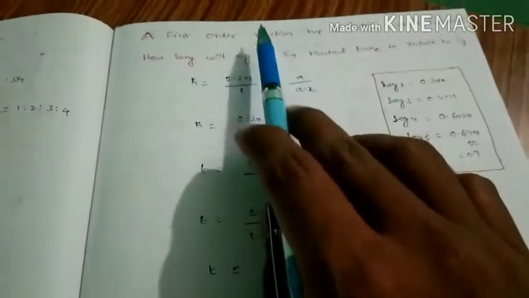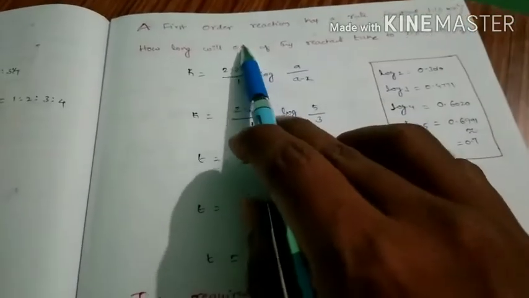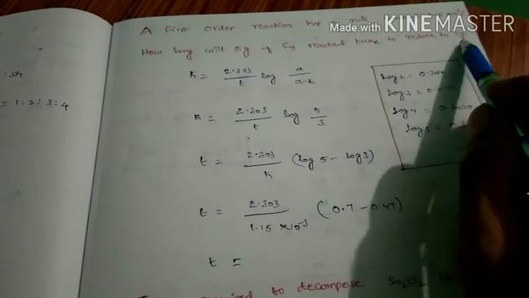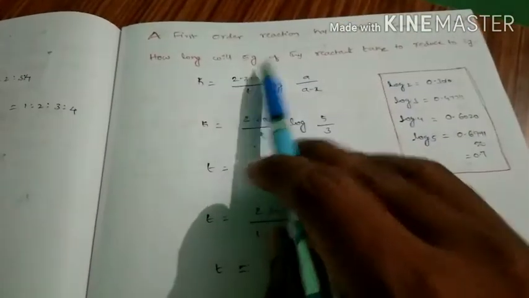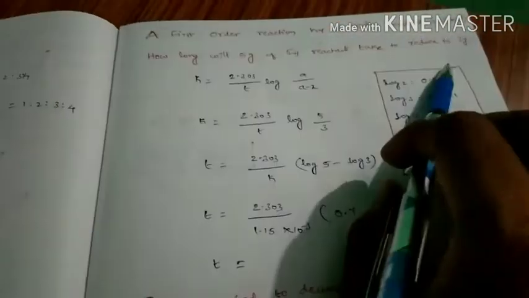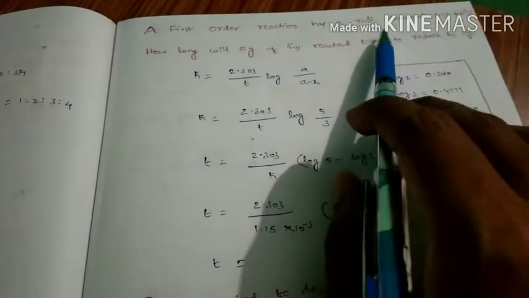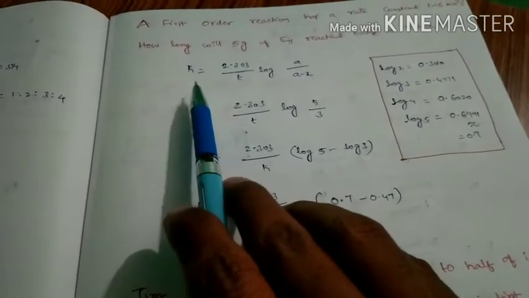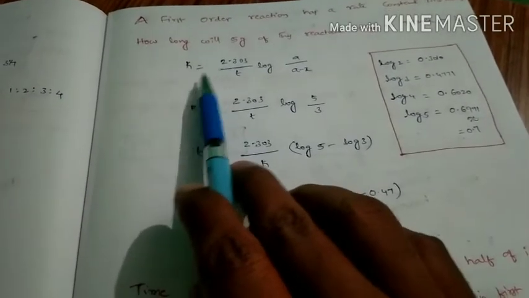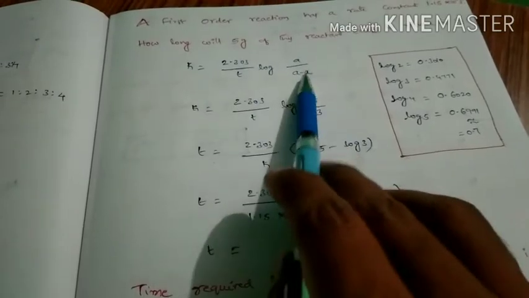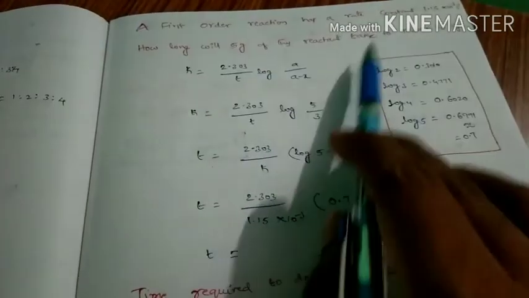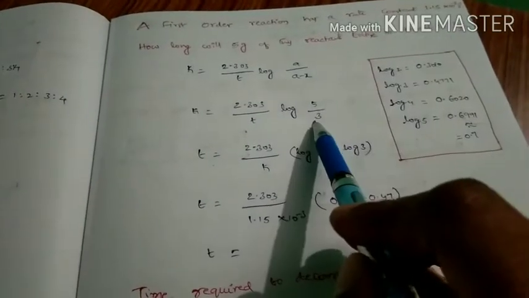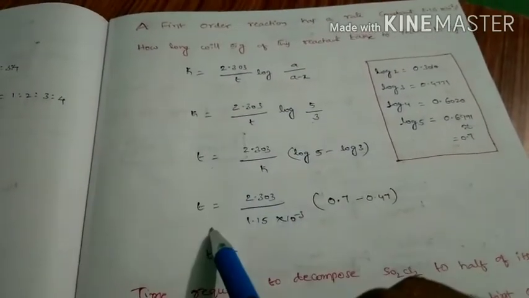So the given reaction is a first order reaction, K is given. Here 5 grams is the initial concentration, 3 grams is the final concentration. Both are given, and K is also given. We have to find just T. If you know the first order rate equation, we will get it very easily. K equal to 2.303 by T log A by A minus X, where A is the initial concentration, nothing but 5, and A minus X is the final concentration, nothing but 3. If you substitute this value, then you get the answer.